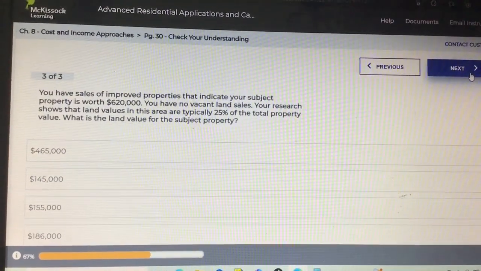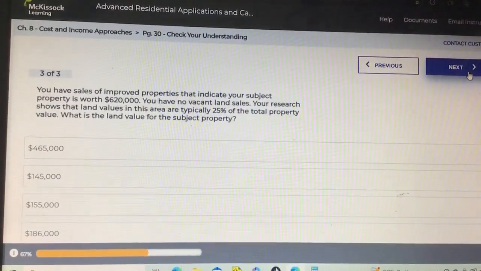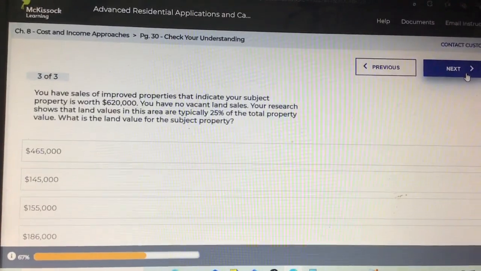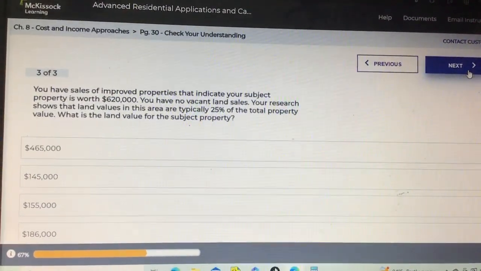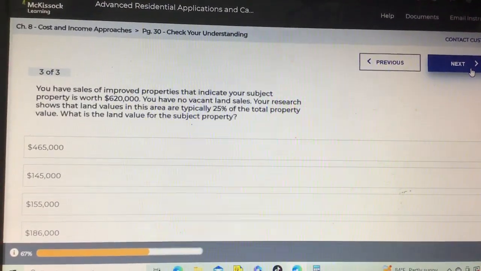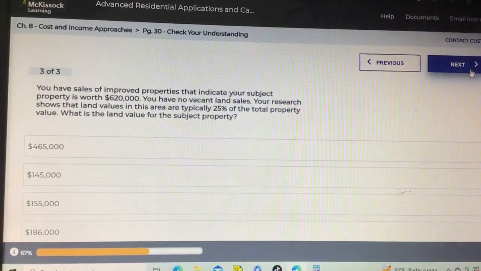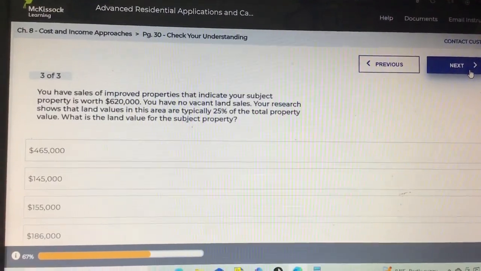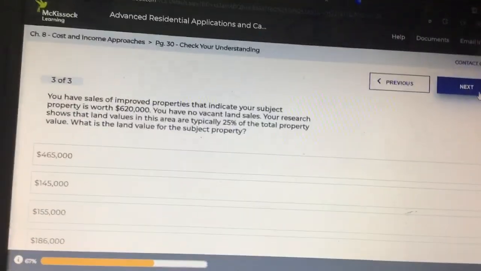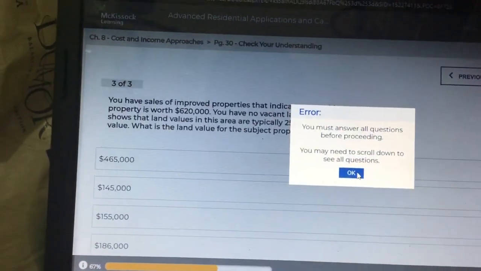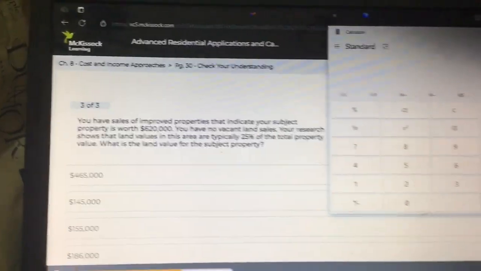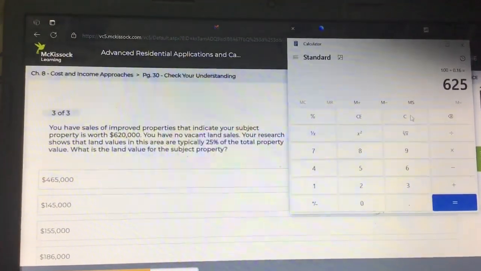You have sales of improved properties that indicate your subject property is worth $620,000. You have no vacant land sales. Your research shows that the land values in this area are typically 25% of the total property value. Okay, what is the land value? So maybe all we've got to do is get the calculator. Let's try this out. Clear.